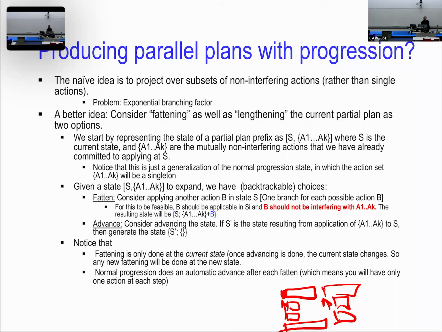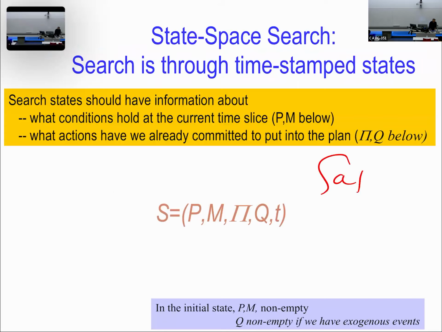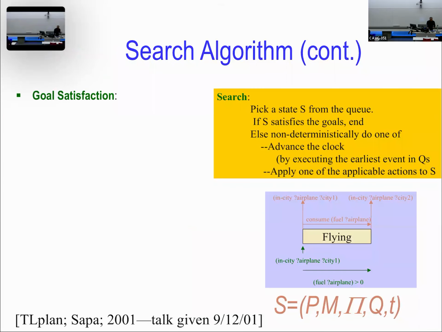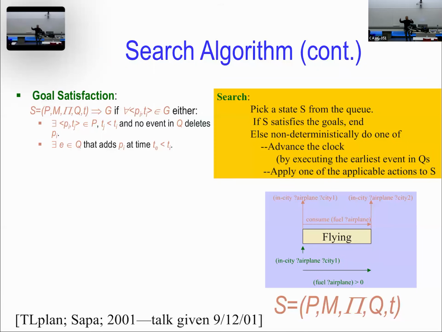If you search like this, then you can essentially get optimal make-span solutions without any post-processing. And the planner called SAPA, which my student Minh Do did back in 2001, essentially got that. I'll walk you through this. It's a very interesting paper, a very interesting idea. Instead of just extending the clock, which is what normal forward state space search does, it says either keep the clock and fatten the plan, or push the clock and lengthen the plan. It turns out it is a generalization of normal forward state space planning.